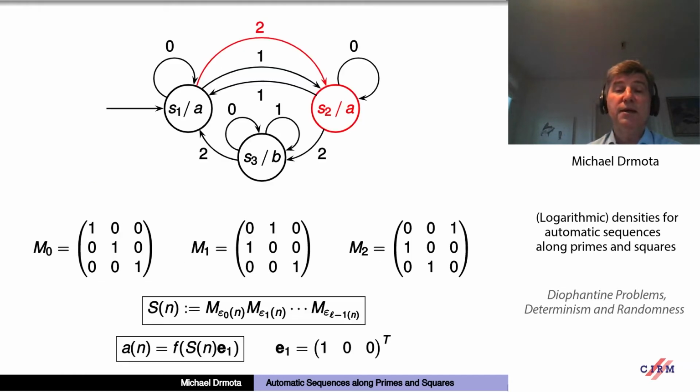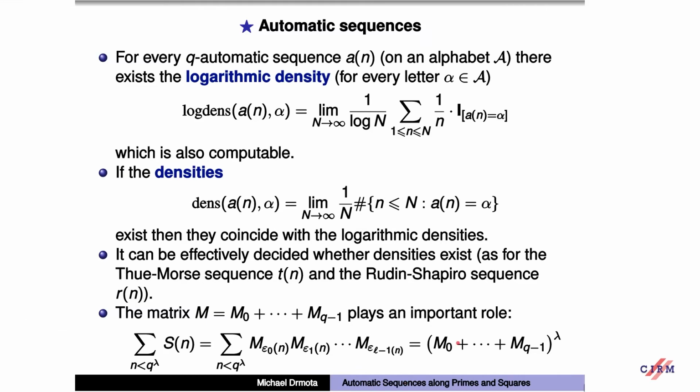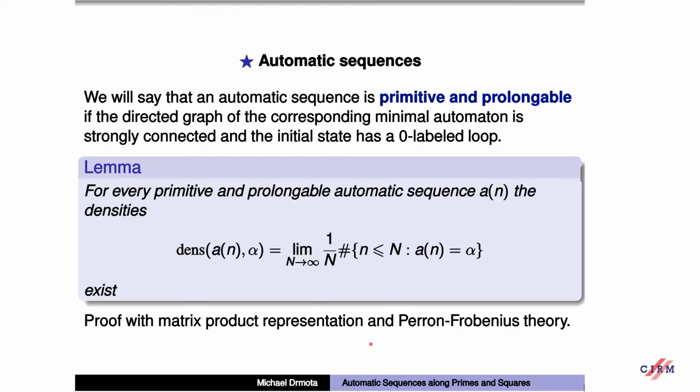And here we have the case that there is a zero loop in the initial state, which means that if you just append leading zero digits to the expansion, this will not change the outcome. And it also gives you the property that the corresponding matrix is irreducible in the sense of Perron-Frobenius theory.